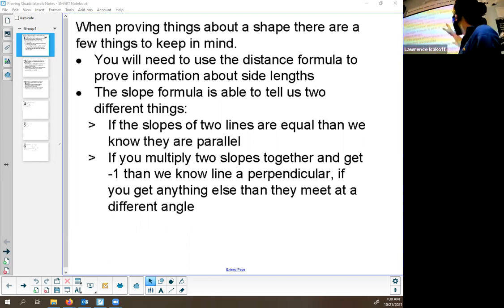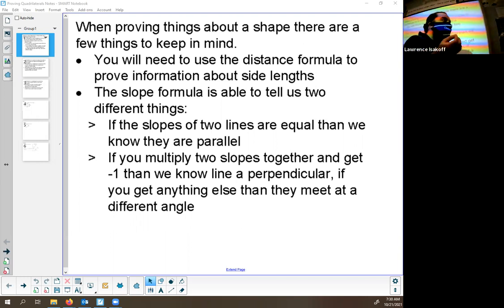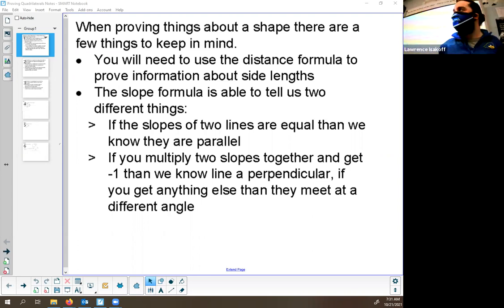We will need to use the distance formula to prove information about side lengths. So if I'm saying something's a square, I should be able to show all sides are equal. So I'll have to use the distance formula to do that. I could find the distance of each side and say, well, I used the distance formula and all sides came out to 8.25. Well, all sides are then equal.